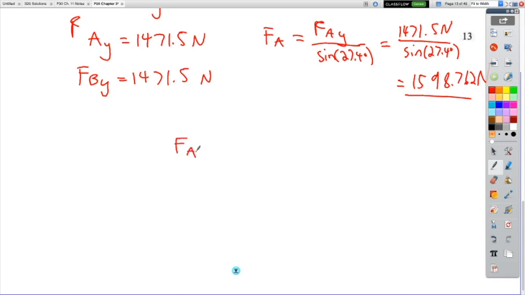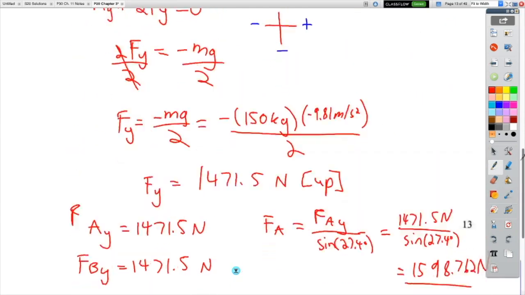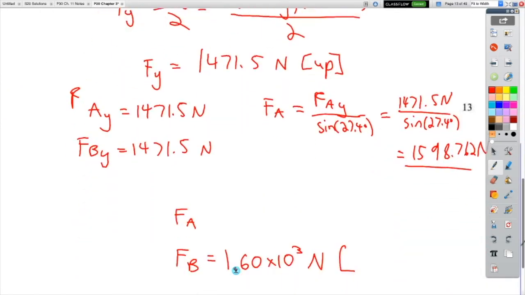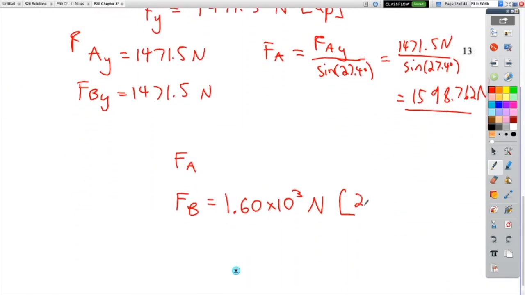So Fb is a little more straightforward. Putting this into 3 sig digs, we would have 1.60 times 10 to the third power newtons at what angle? Well, we're going to use our Cartesian method here, right? So this is 0, and we make the angle as we go this way. So for B, it's pretty straightforward. We start at 0, we went to 27.4 degrees. So that would be the angle at which Fb is acting. It's acting at 27.4 degrees. Boom. There's the answer there.